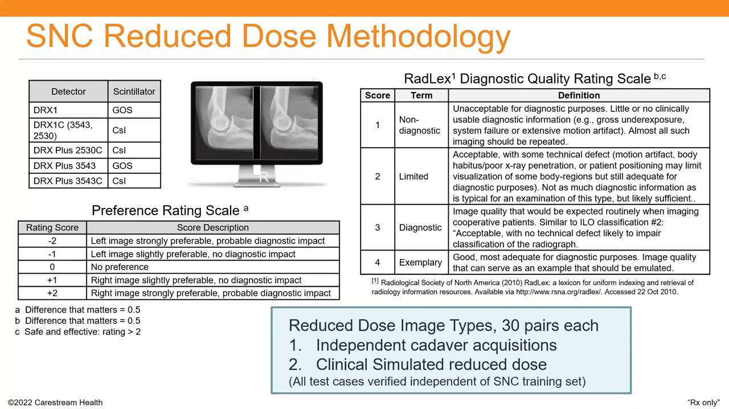Next, the reader rated the left and then the right for overall diagnostic quality based on the RADLEX scale shown. The difference that matters is, again, 0.5. And the safety and effectiveness threshold is a diagnostic quality rating greater than 2.0. After the ratings were completed, ratings were decoded in the same fashion as before.